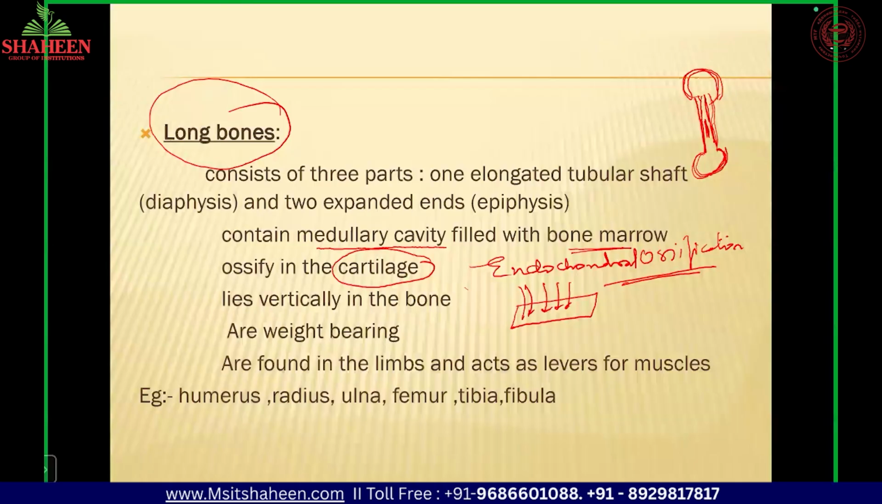It lies vertically in the body, and long bones are weight bearing and are found in the limbs, acting like levers for the muscles. So these are the criteria to say it is a long bone. First, it has three parts: the shaft and two ends. It contains a medullary cavity filled with bone marrow. It should be ossified in a cartilage, that means endochondral ossification. It lies vertically in the body, and they are weight bearing.